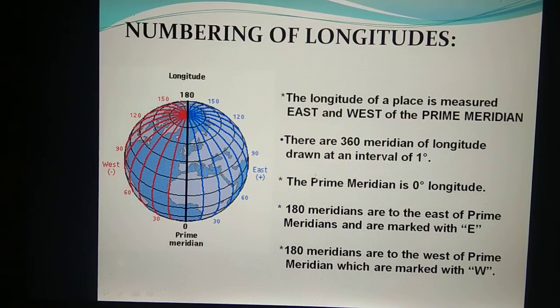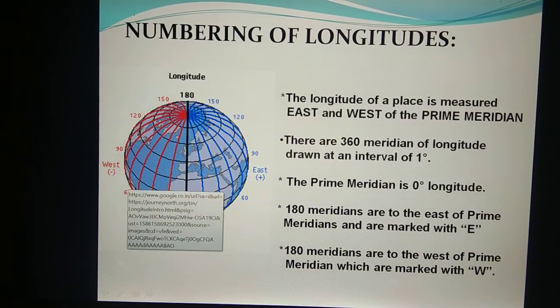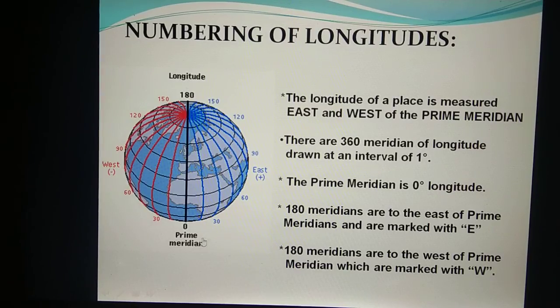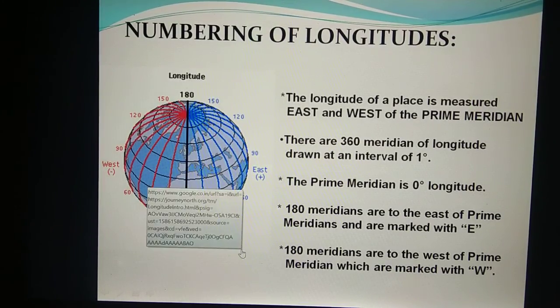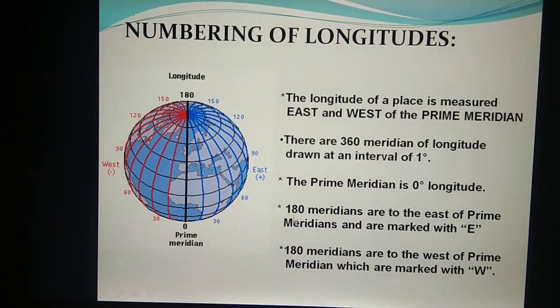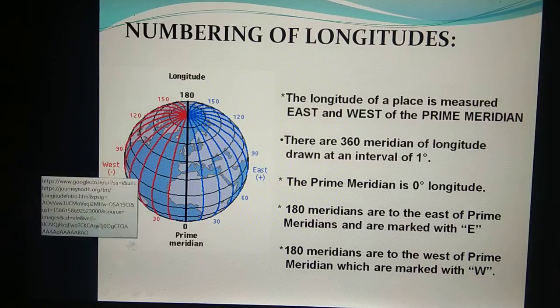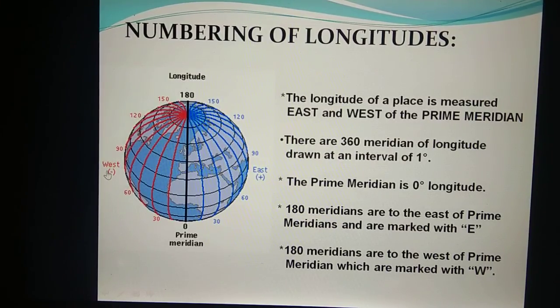There are 360 meridians which were drawn at an interval of 1 degree. The prime meridian is at 0 degree longitude and 180 meridians towards the east are marked with capital E, while 180 meridians towards the west were marked as capital W.